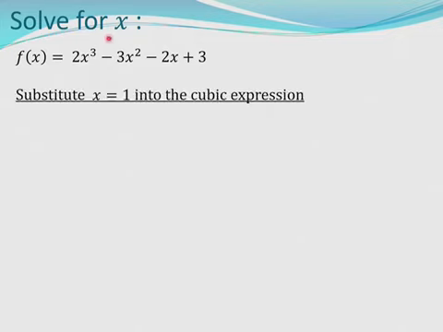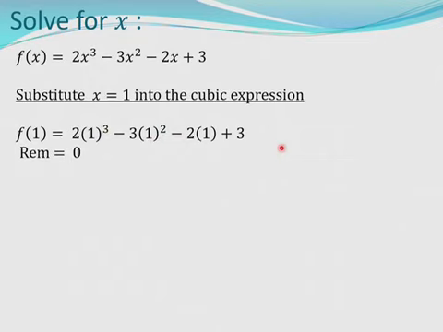Firstly, we look at the factors of that positive 3. I've chosen to substitute x is equal to 1 into the cubic expression. Well, what happens when I do that? Notice what I do. I say f of 1 because x is equal to 1. So I put the 1 where the x should be. 2 times 1 cubed, minus 3 times 1 squared, minus 2 times 1, plus 3. Taking it further, my remainder is 0. What does that mean? Well, that means that x minus 1 is a factor.